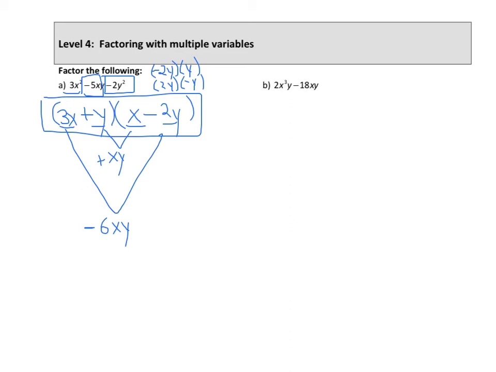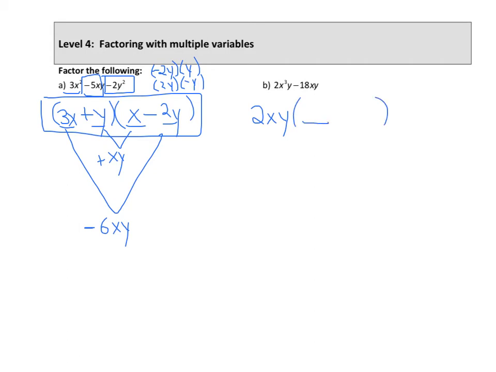For the next one, again, check for a GCF. This time I can factor out a 2, and I can also factor out an x and a y. So I can take out 2xy. And then I do a big set of parentheses.